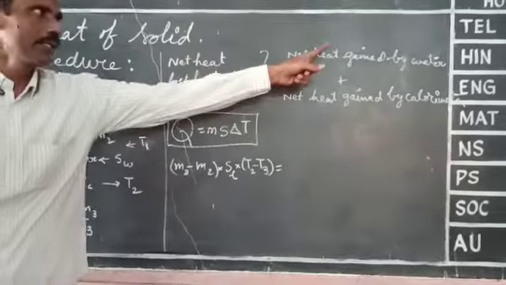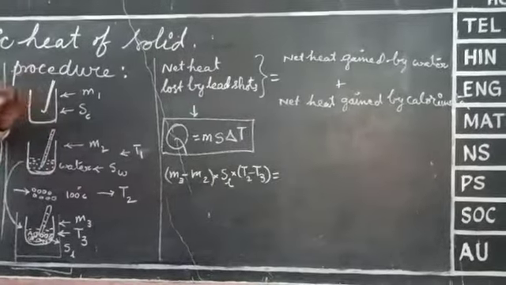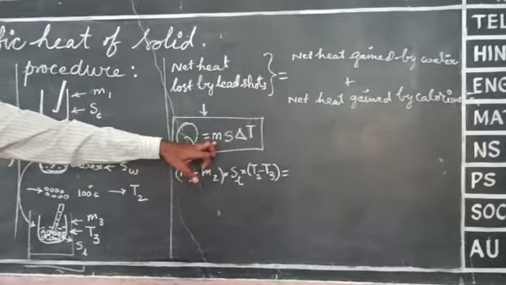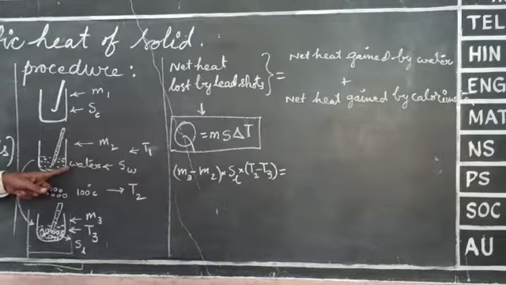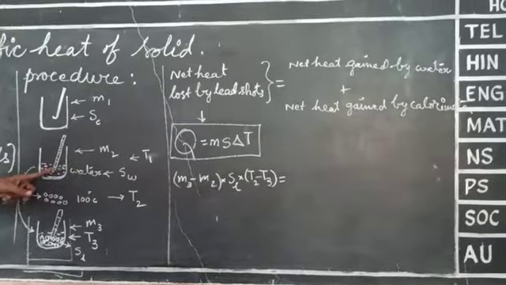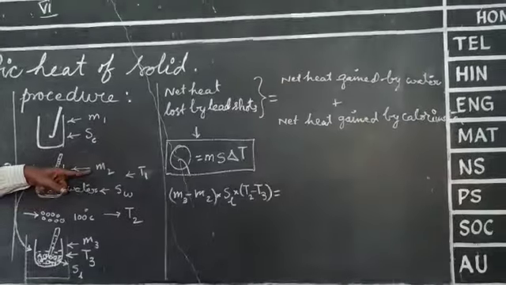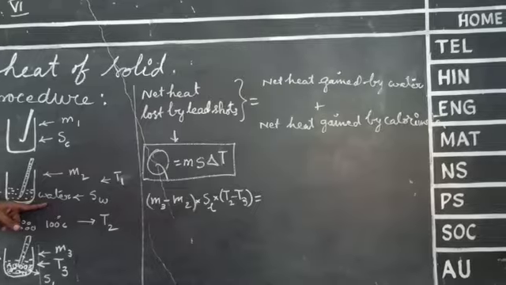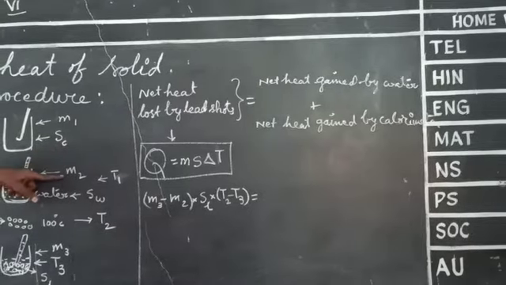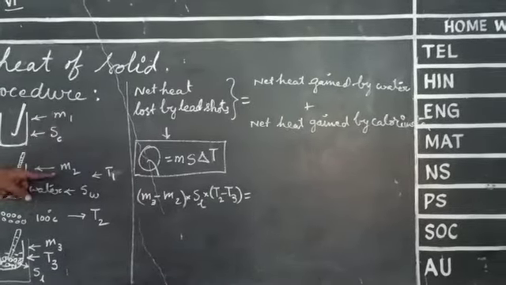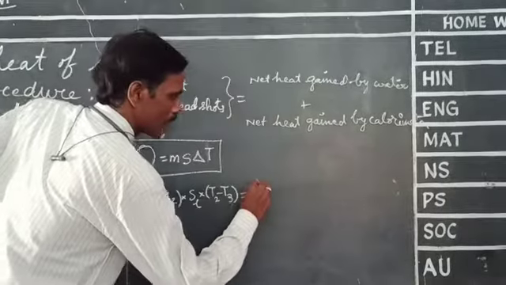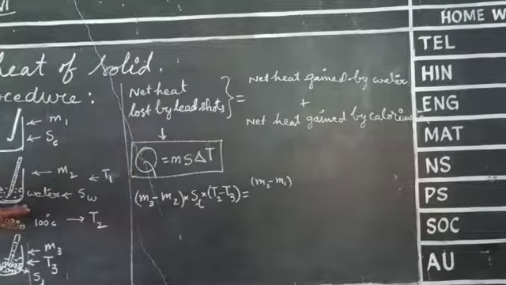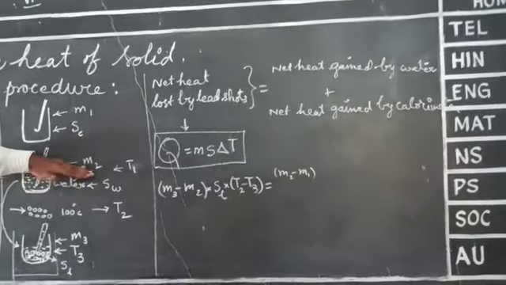now net heat gained by water. To get it, first we need to find the mass of water. So what is the mass of water? Here this is the mass of water in calorimeter and this is the mass of calorimeter. To get the mass of water, we have to subtract M1 from M2. That is, M2 minus M1 is the mass of water.